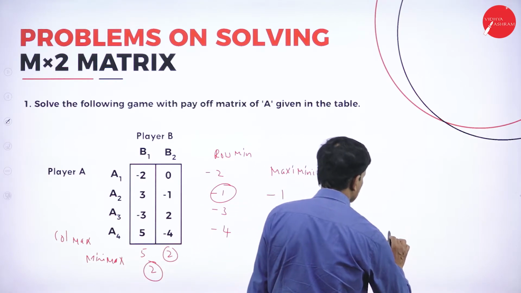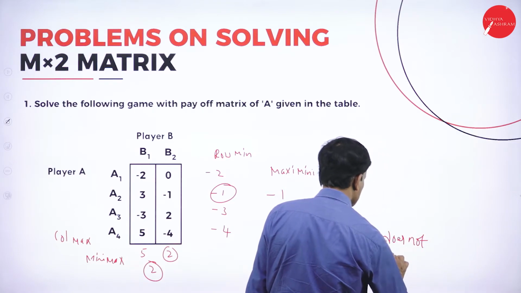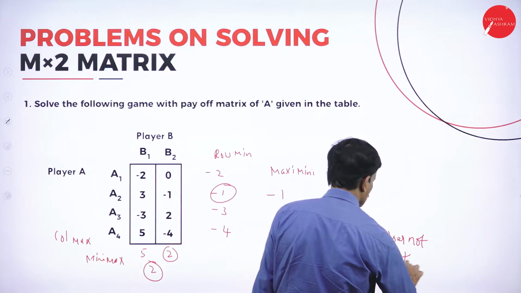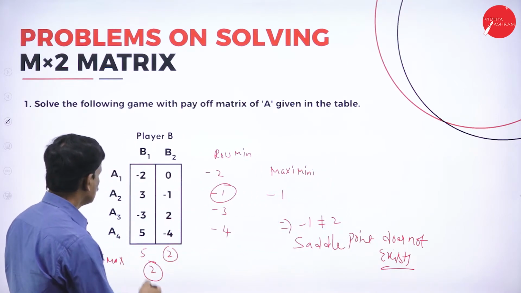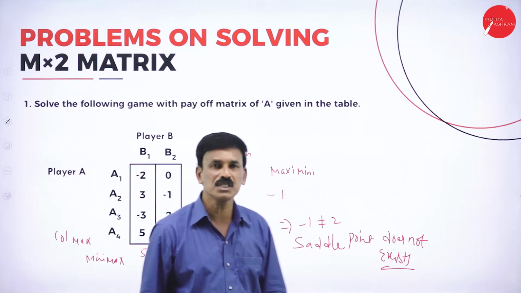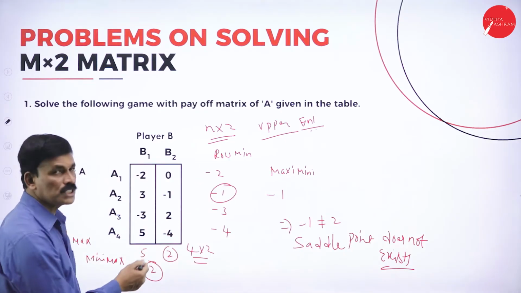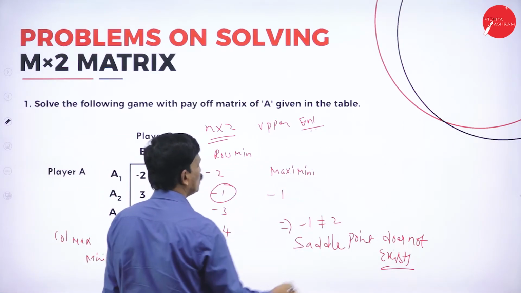Saddle point does not exist. That means no saddle point, because maximin is not equal to minimax. So this can be solved using the graphical method. Since this is of the form n into 2, therefore the upper envelope is considered.